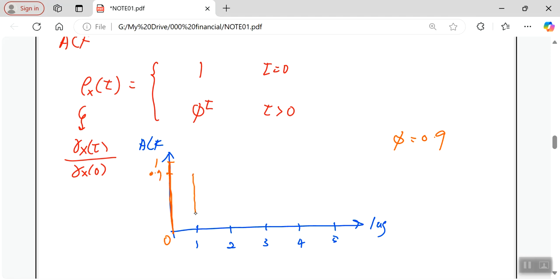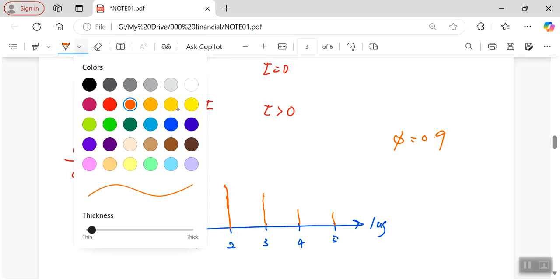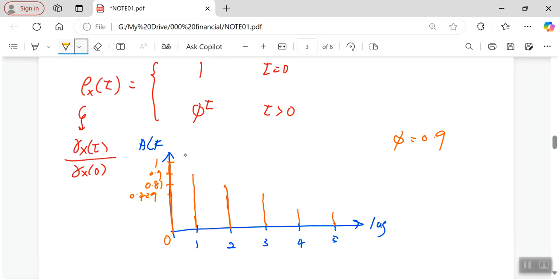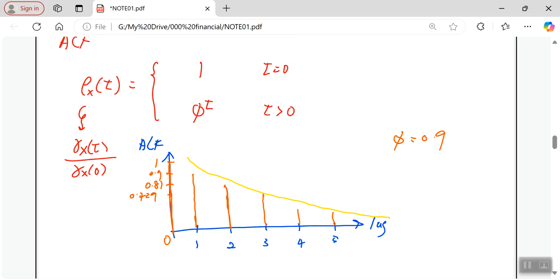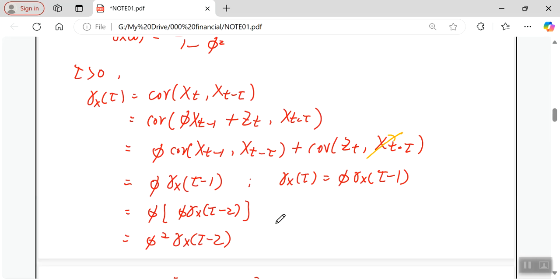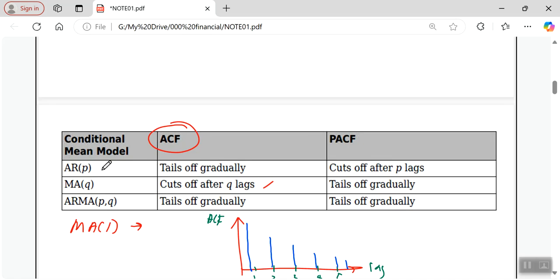First lag should be here. So the next lag, 0.9 power of 2, is 0.81. Then you should get a value somewhere here. So the third one, 0.9 times 0.9 times 0.9, is 0.729. So this is the one. Keep on plotting this, and you will see you're expecting to get an ACF which gradually decays and converges to a constant or 0 at the end.